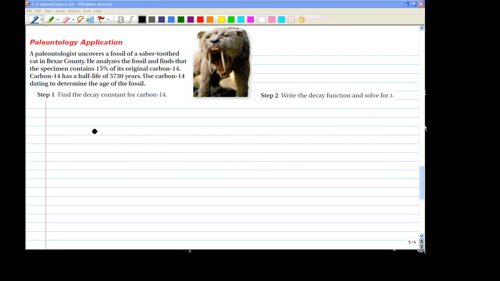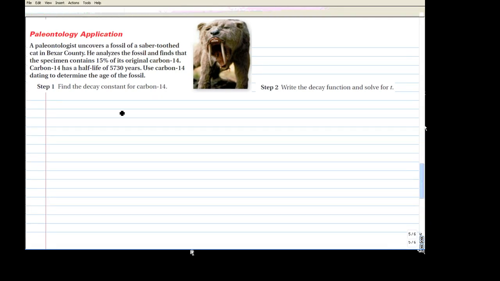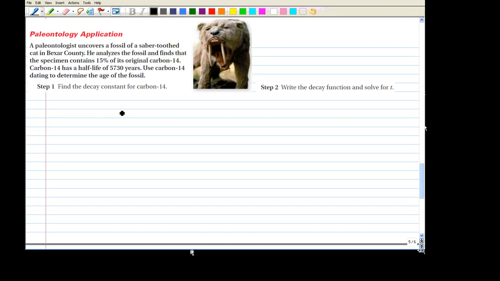A paleontologist uncovers a fossil of a saber-toothed cat in Bexar County. He analyzes the fossil and finds that the specimen contains 15% of its original carbon-14. Carbon-14 has a half-life of 5,730 years. Use carbon-14 dating to determine the age of the fossil. Pretty cool. Let's do it. We'll have two steps here. First, we'll need to find the decay constant for carbon-14 since it was not given to us. And then we'll use that value to solve for T.